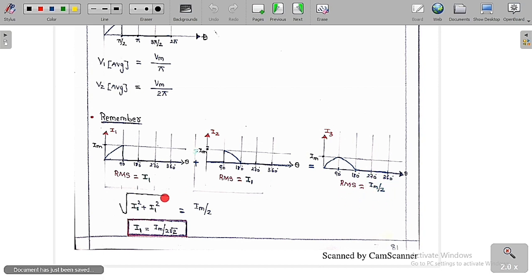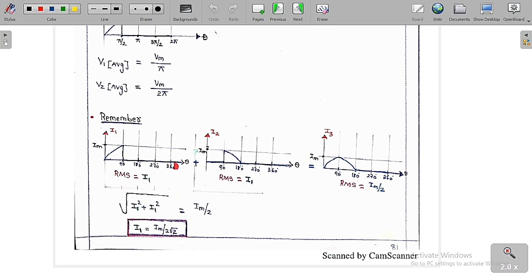So therefore simply go for it like this: under root over I1 square plus I1 square is equal to Im by 2. So under root over I1 square plus I1 square is equal to Im by 2. If you solve this one, we are going to get I1 is equal to Im by 2 root 2. So if this is the RMS value of this half wave rectifier, and you want the RMS value of this one, just go for the division by root 2. So Im by 2 root 2 you are going to get.